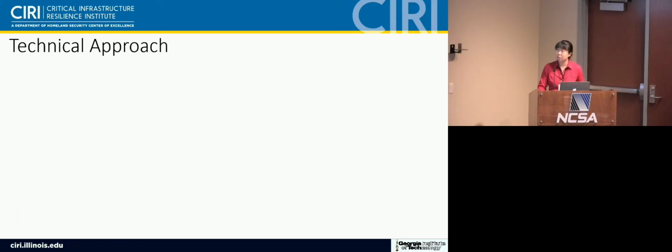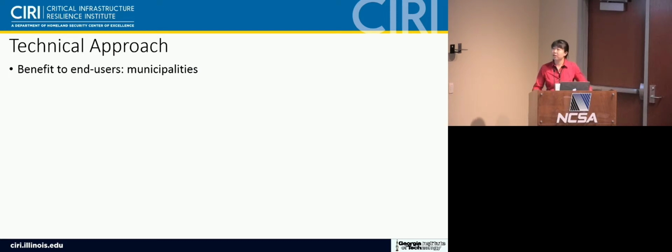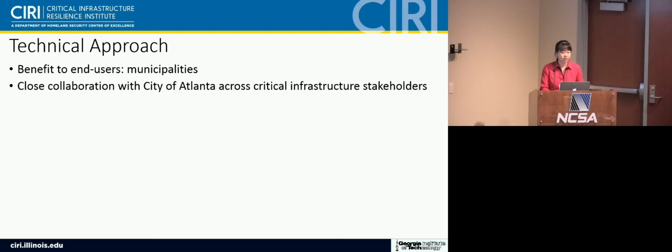So now I'm going to talk in more detail about our technical approach. So I'm going to start with looking at our end users first. I think it's really important to think about where this research is going to go, who's going to be using it. And so what we're really focusing on is municipalities. And so related to that, this project involves a close collaboration with City of Atlanta across critical infrastructure stakeholders.